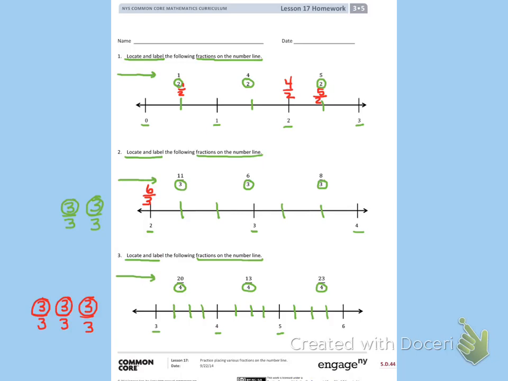We know that 9 thirds is 3 wholes. Take that information, count up from there, and figure out where each of those fractions need to be labeled on the number line. The rest is up to you. Good luck.